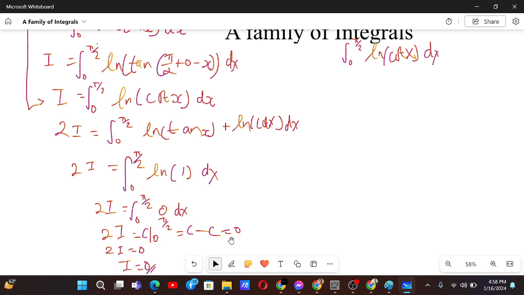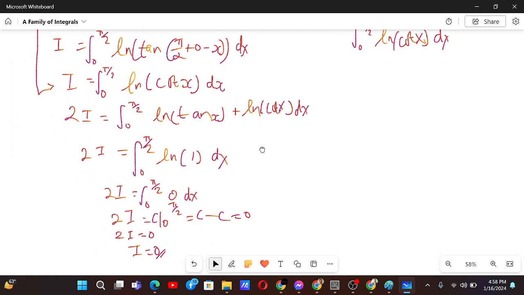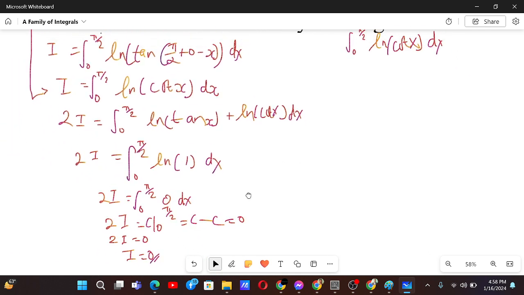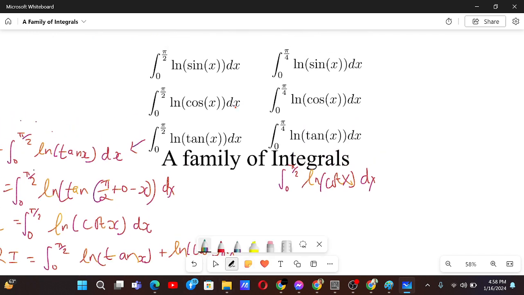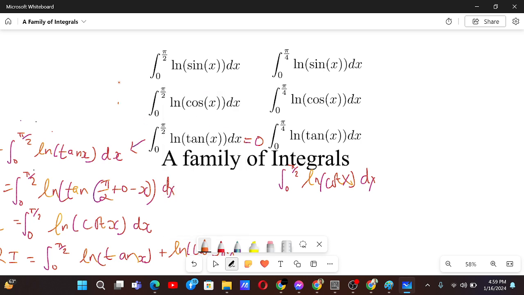Now this was this integral. It was just the use of King's rule, and that solved the problem. This integral is equal to 0. Now let's use another marker for another integral. Because this is a family of integrals, let's use a family of colors as well. Let's use this color.